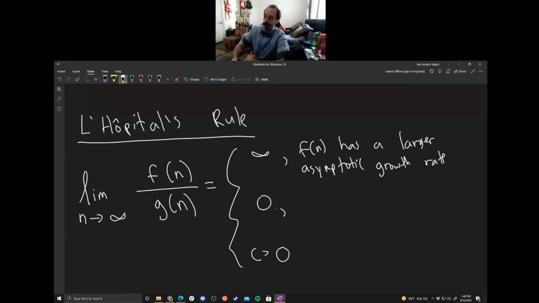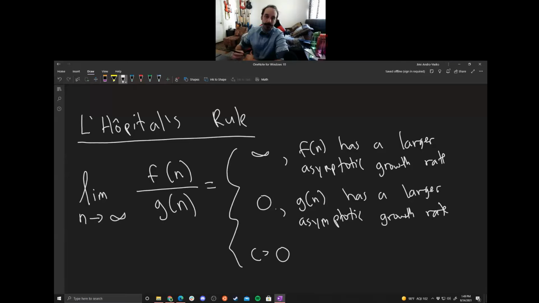If it's 0, then g of n has a larger asymptotic growth rate. So asymptotically means that it's not in the same complexity class, really. That's what it really means.